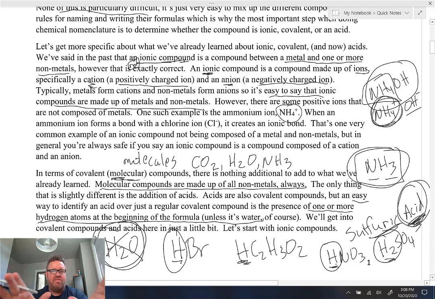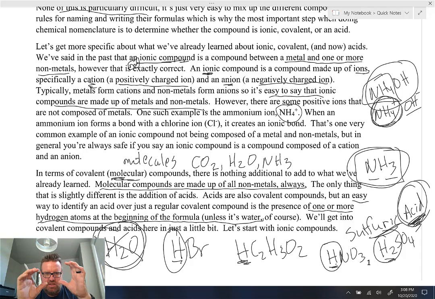Everything after this is going to depend on whether you can identify these particles as ionic compounds, covalent compounds, or acids. That's your very first distinction that you have to make: what type of compound am I dealing with? Because if you name it like an ionic compound, but it's really covalent, you're going to do it wrong. Or if you name it like an acid and it's not an acid, you're going to do it wrong. So this first assignment is all based on whether you can identify an acid, an ionic compound, and a covalent compound.